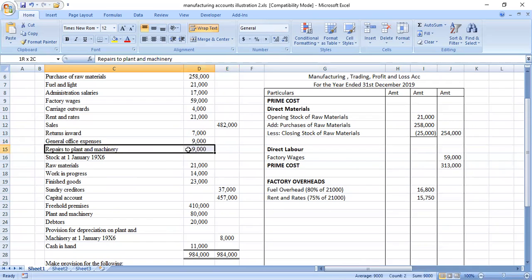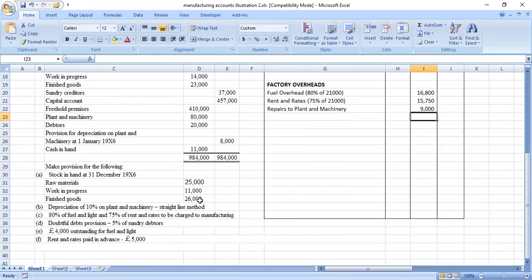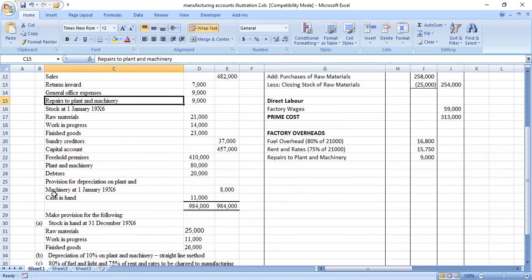Yes. And then repairs to plant and machinery. Plant and machinery zinatumika kwa factory. So the cost of repairs to those plant and machinery should be a factory overhead. So tunaiweka hapa factory overhead. It is repairs to plant and machinery, which is 9,000. Do you have any additional information for repairs and to plant and machinery? Hakuna. Sindio hakuna? Yes.